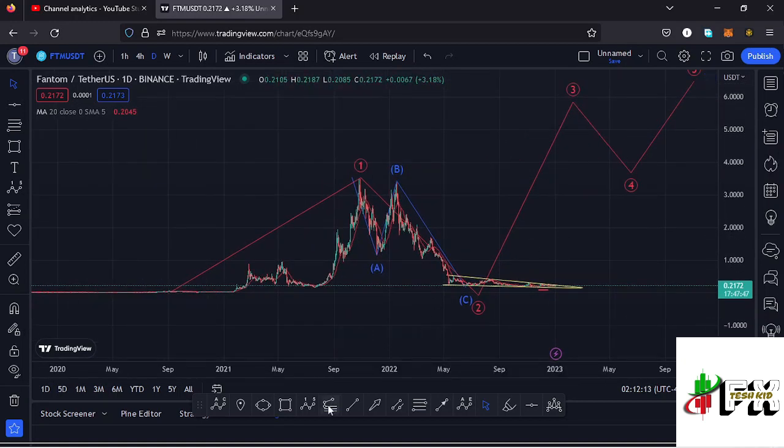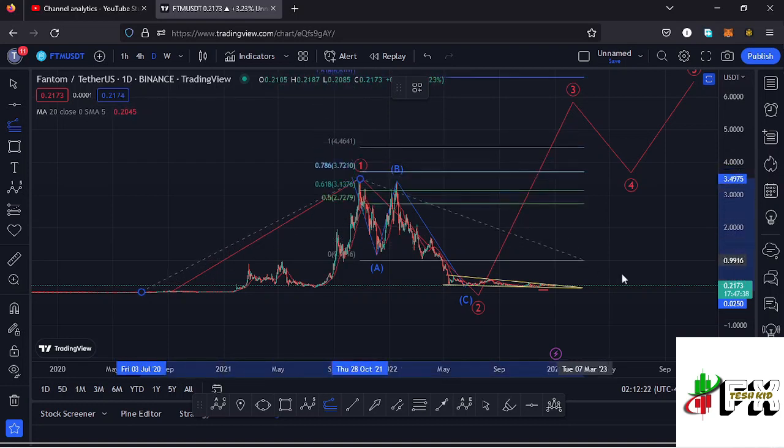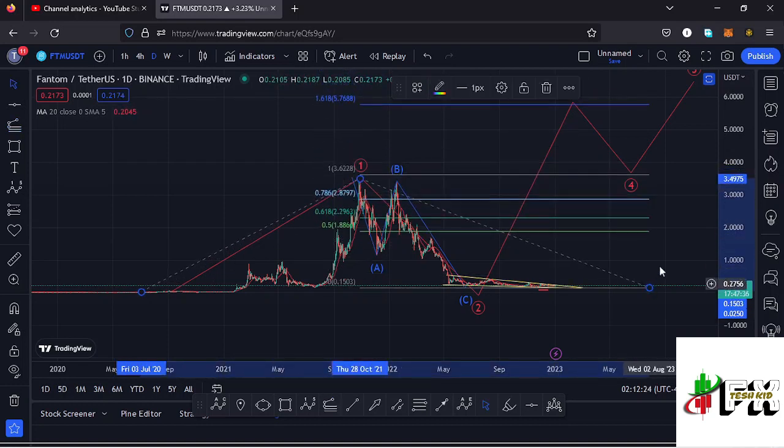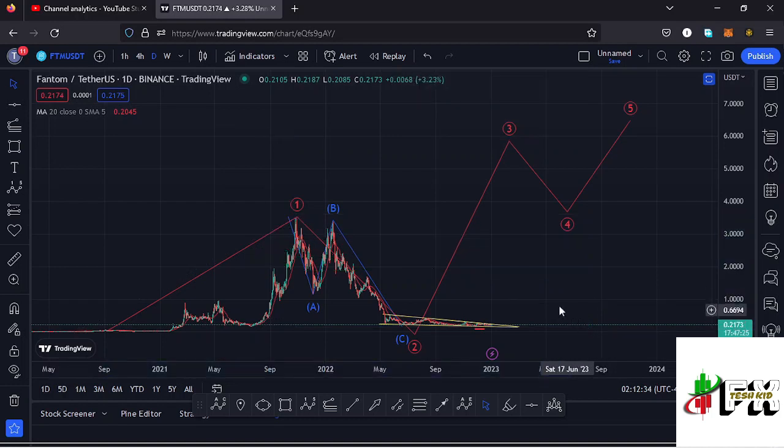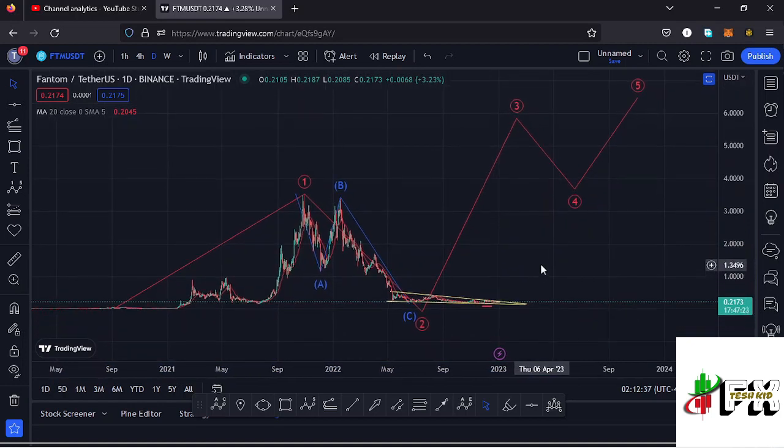Sketching out a minimum target area to the upside in the formation of that wave 3 using a trend based Fibonacci, connecting it from the low of the first wave to the high of that wave 1, then dragging the fibs to the low of the second wave. That gives me a minimum target area at the fib level 1.618, and that perfectly lies at around the $5.7688 mark, and that is the long-term scenario that I'm expecting to play out here on the Fantom chart.